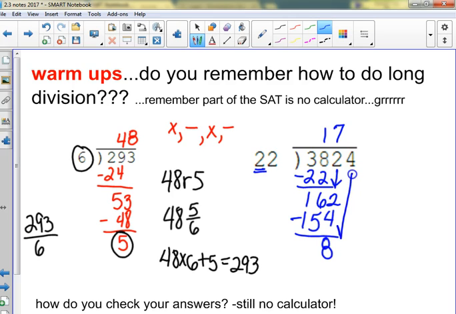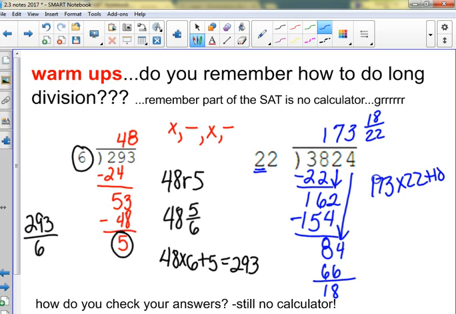8. Bring down the 4. 22 goes in. What do you think? 3 times would be 66. Is going to be 18 maybe. Did I do that right? So we'd have 18 over 22, which would reduce. How would we check this? Okay, 173 times 22 plus 18 should equal 3824. Oh, whatever I was trying to say.